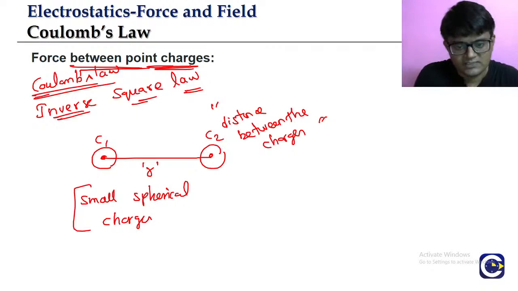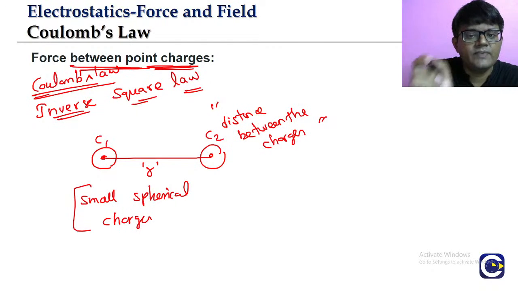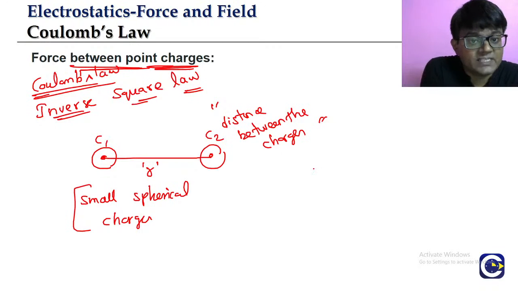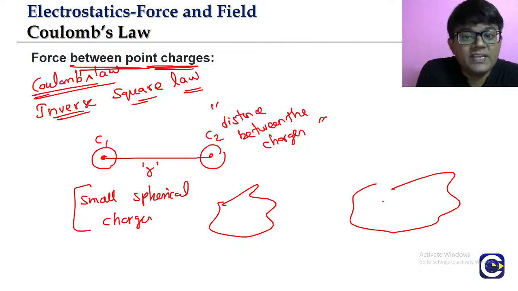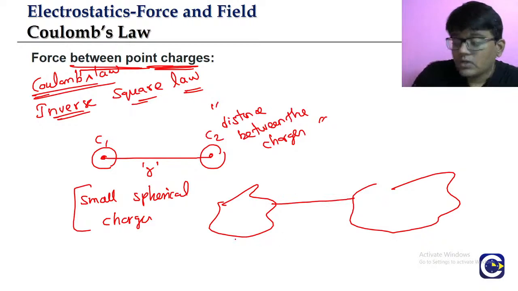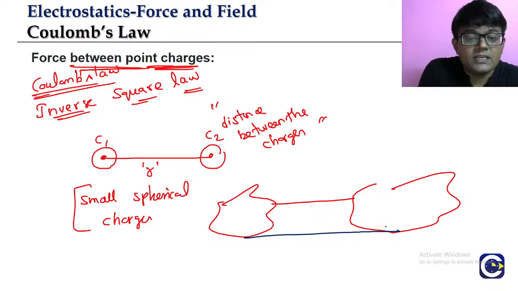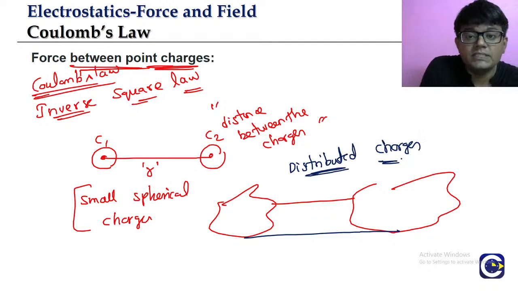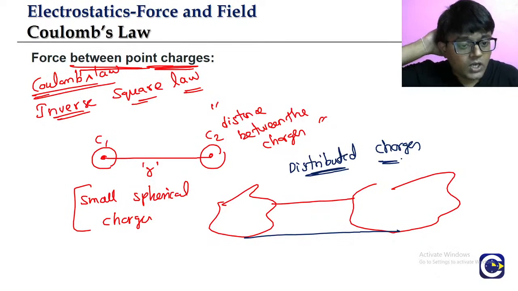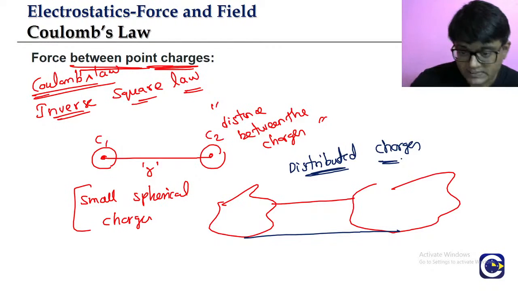When we say distance between two charges, if I have a charged object, can I say this is the distance between the charges? We will not be able to take a value as the distance between the charges when the charges are distributed charges. When the charges are distributed, we cannot use the words distance between the charges. So Coulomb's law as such is proposed for point charges.